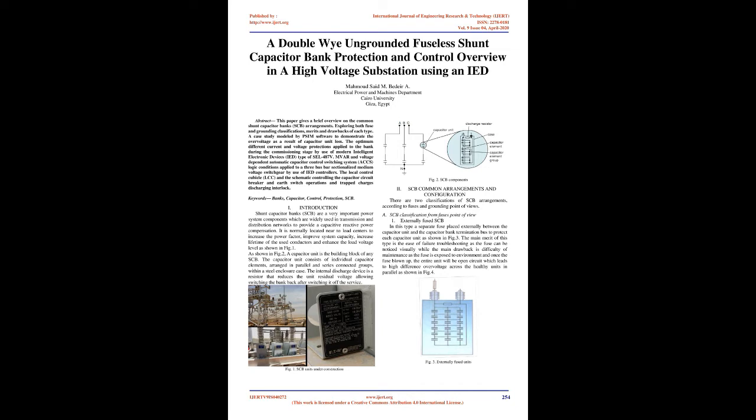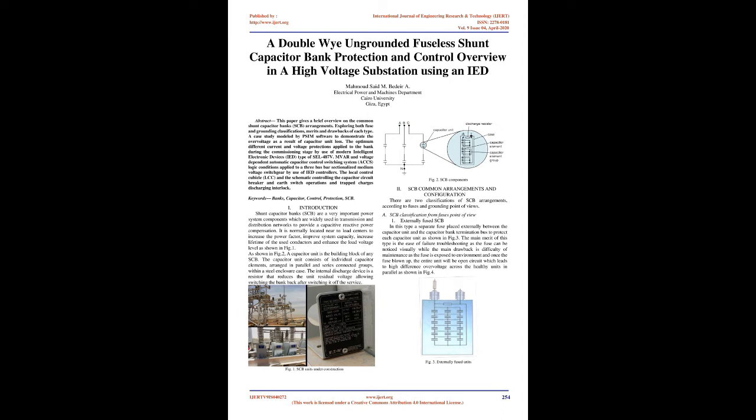As shown in Fig.2, a capacitor unit is the building block of any SCB. The capacitor unit consists of individual capacitor elements, arranged in parallel and series connected groups, within a steel enclosure case. The internal discharge device is a resistor that reduces the unit residual voltage, allowing switching the bank back on after switching it off the service. SCB common arrangements and configuration.